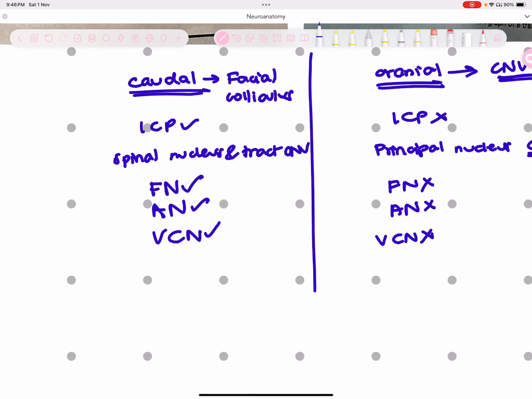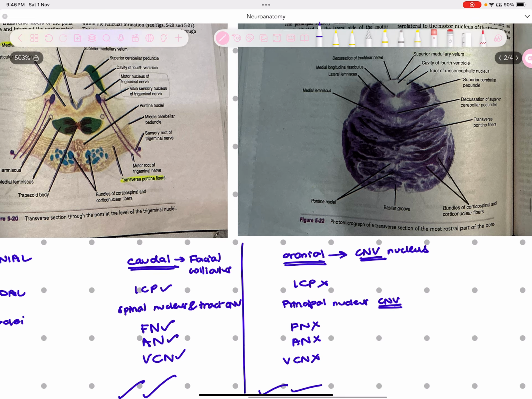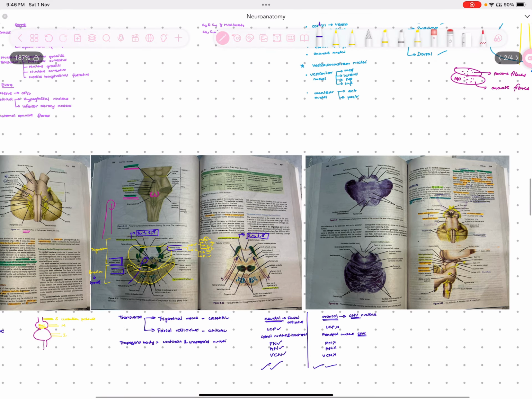You could see the pontine nuclei here as well. Was there anything special? You could also see transverse pontine fibers. Rest everything was the same, even the tracts. So that's pretty much it.